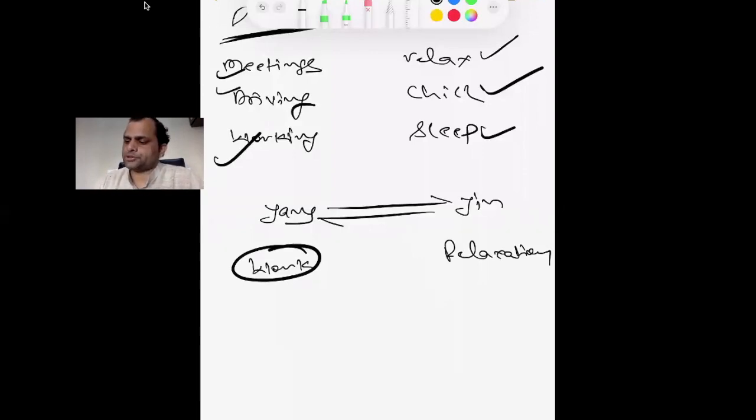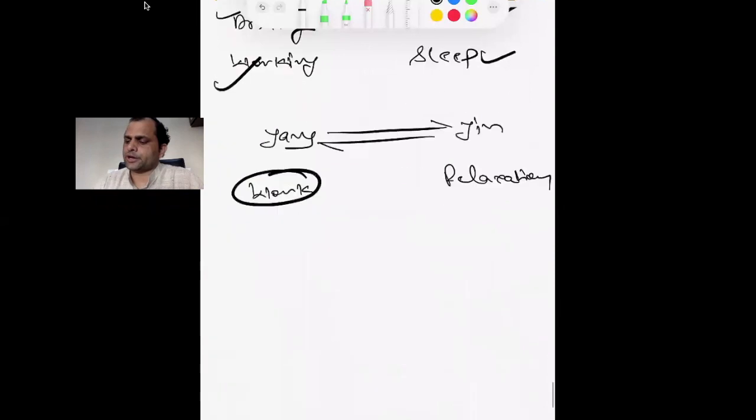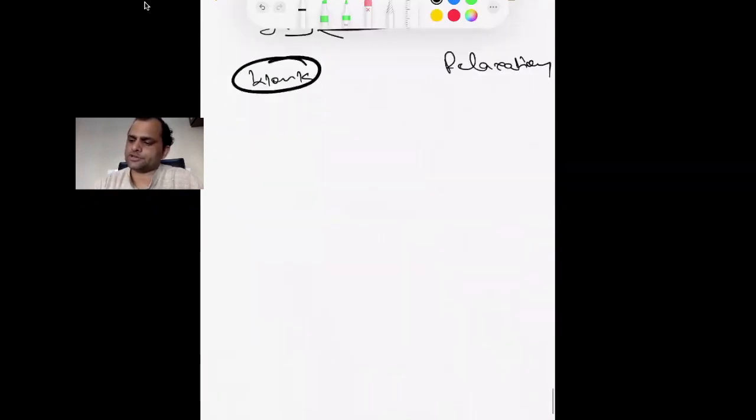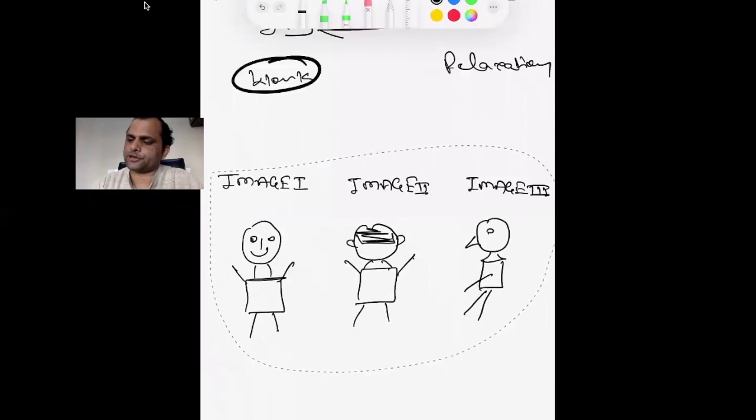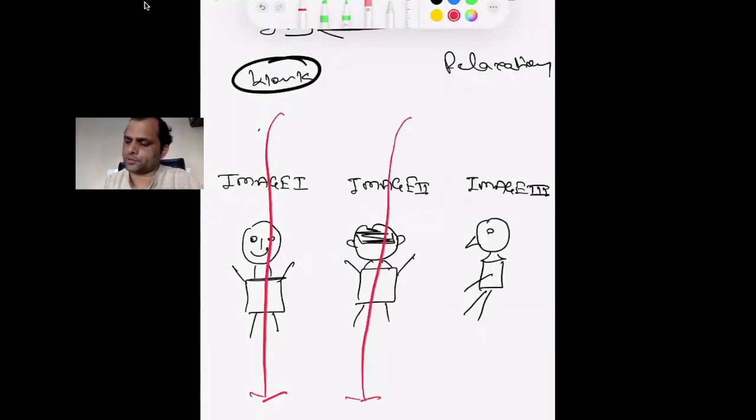So suppose, as we just talked about, we have three types of yang energies. One is coming from the front side, entering from heaven to earth. One is coming from the back side, entering from heaven to earth. Third is also on the lateral side, entering from heaven to earth.